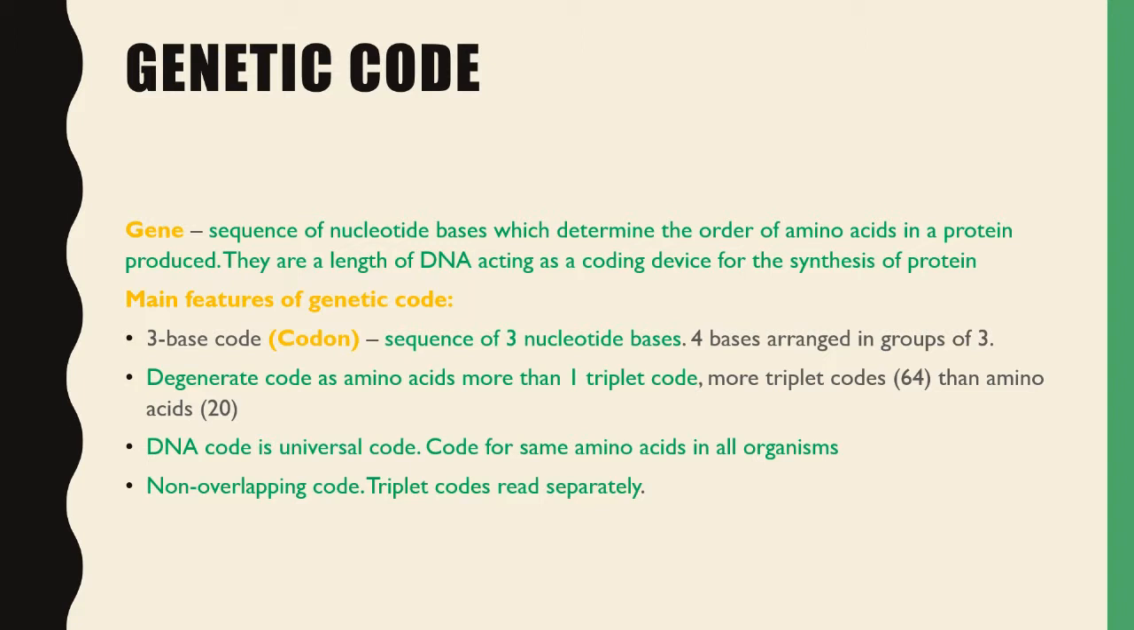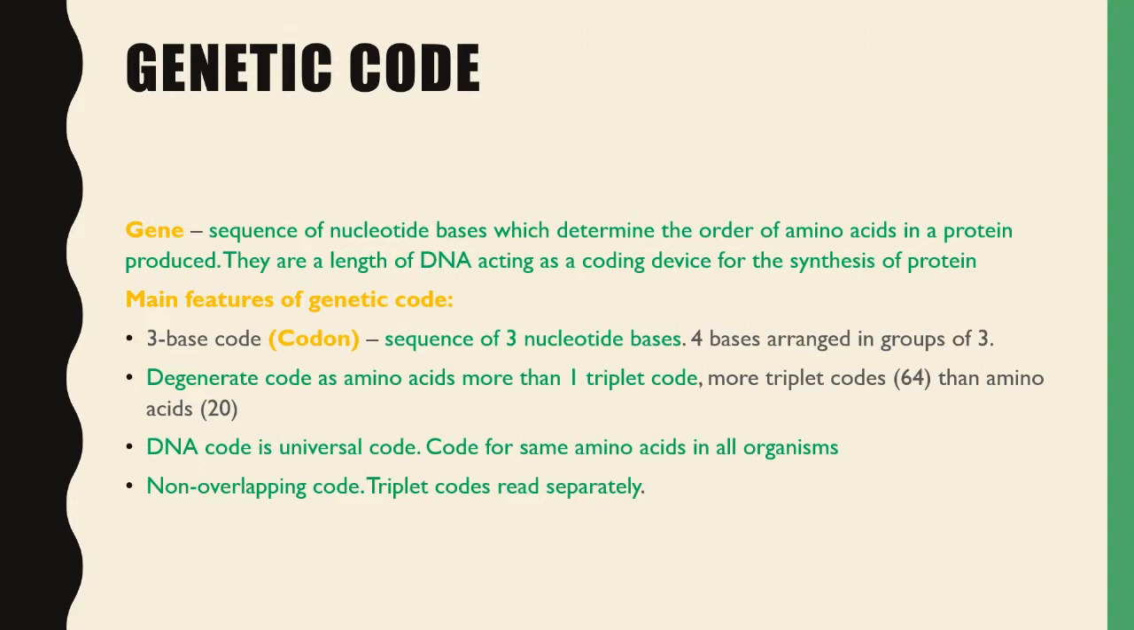We'll give a bit of background on the genetic code to start with. What is a gene? You need to know that a gene is a sequence of nucleotide bases which determine the order of amino acids in a protein which is produced. Genes are a length of DNA that act as a coding device for the synthesis of a protein. So a gene codes for a protein. The main features of the genetic code: a triplet base code is a codon. Essentially, just know that a codon is a sequence of three nucleotide bases.